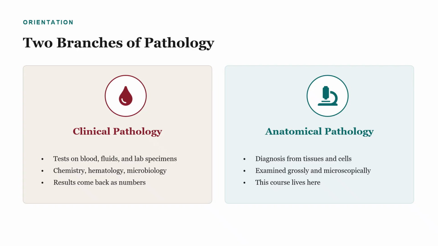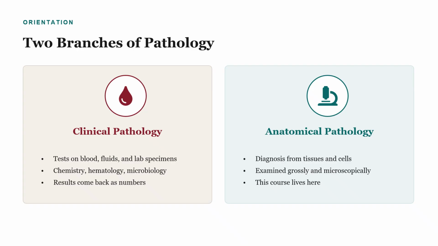Here are the two branches side by side. On the left, clinical pathology, the world of blood tests, cultures, and fluid analysis. When a physician orders a complete blood count, a glucose level, or a blood culture, that work happens in clinical pathology, and the results come back largely as numbers and values. It's a huge and vital part of laboratory medicine.